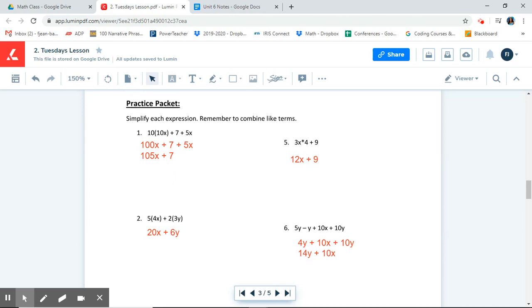The secret code for today's math lesson is courage. Again, the secret code for today's math lesson is courage.